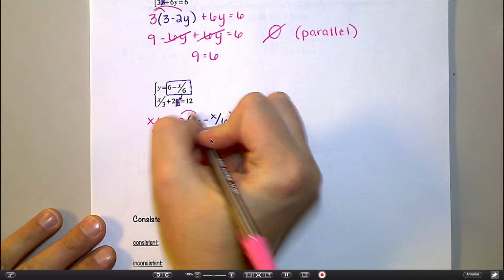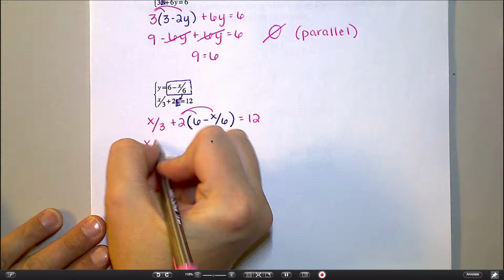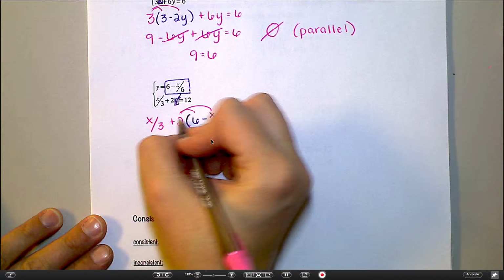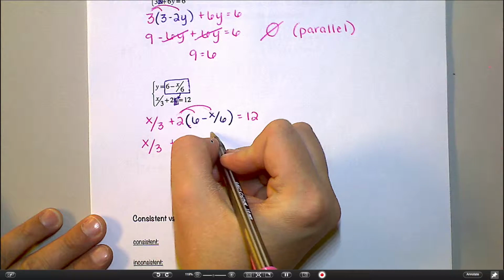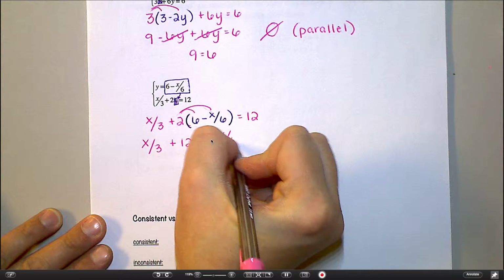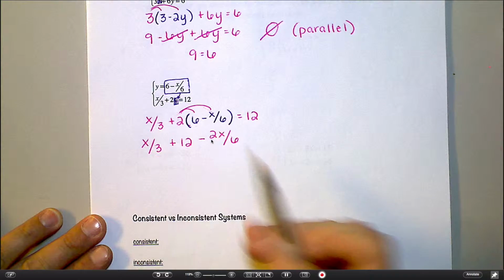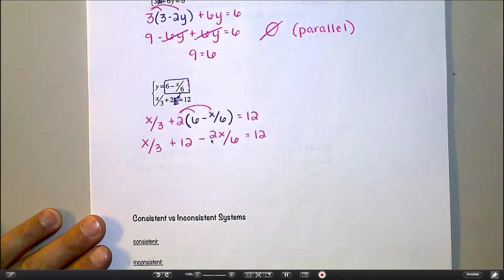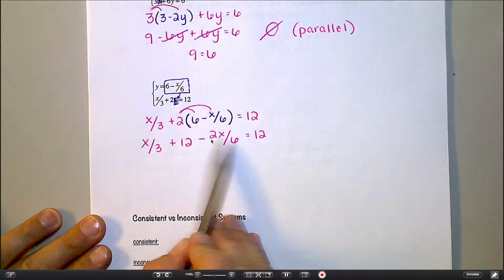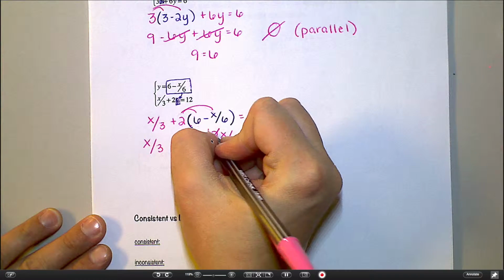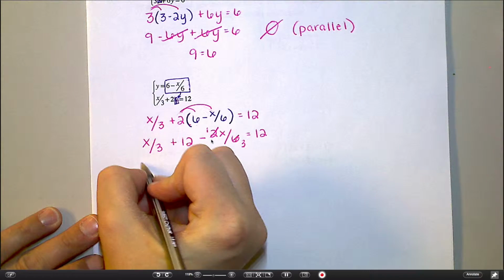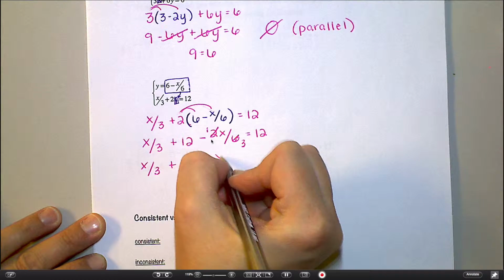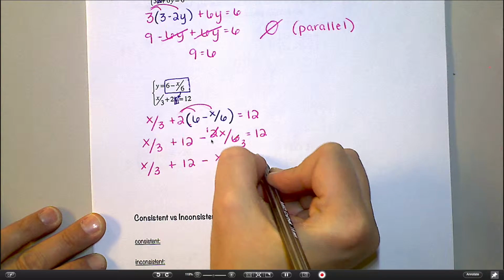I know you're scared of those fractions, but I'm going to stick with them for a second. So I'm going to distribute the 2. I get x over 3, 2 times 6 is 12, and then this is really going to give me 2x over 6. See how I did that? 2 times x over 6. But what is 2 over 6 reduced to? 1/3. So this 2 over 6 really reduces to 1 over 3. So what that really says now is x over 3 plus 12 minus x over 3 equals 12.